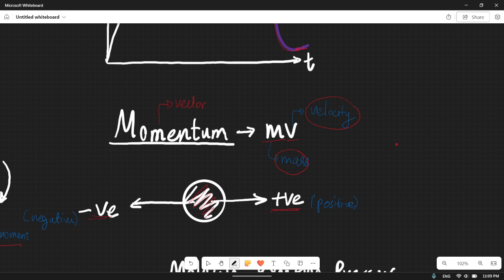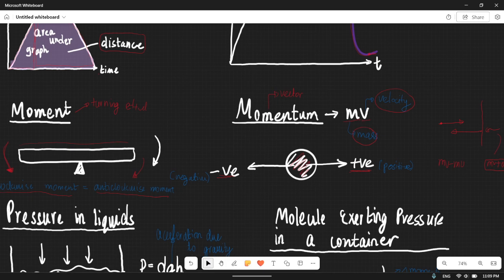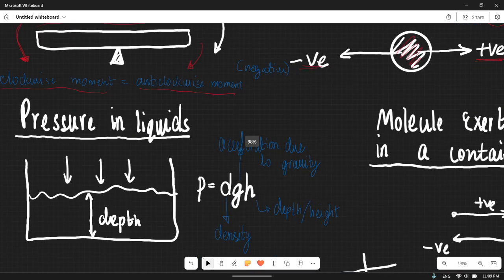So remember that if an object is going in this direction, its momentum is likely to be positive. But if that same object hits a wall like this and it bounces back, then its momentum becomes negative. That means that in a case like this, instead of the typical equation mv minus mu, our equation might become mv plus mu. So you have to be careful with places like this, but when you practice MCQs and a few questions, you'll be fine with that. Then we move on to pressure in liquids.